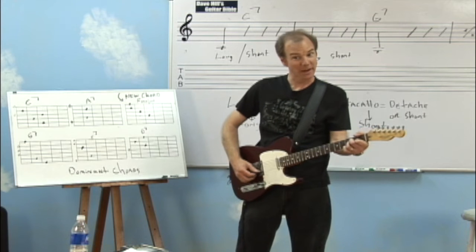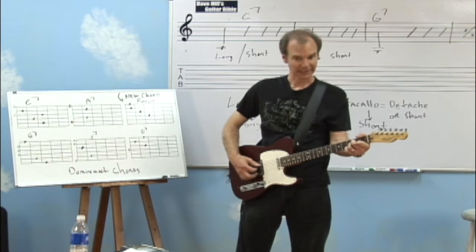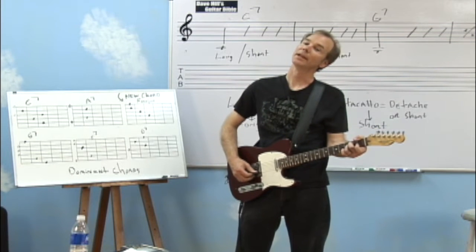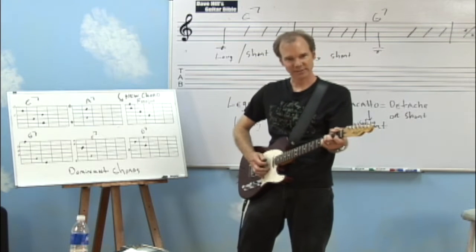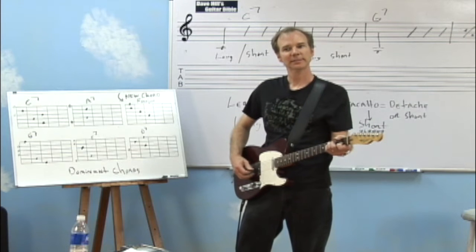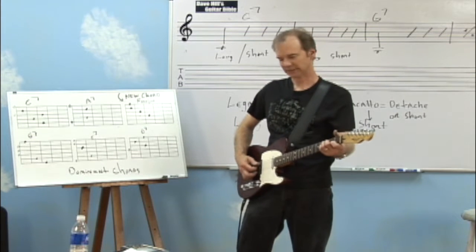So remember, we had this major. Now we have dominant seven. It's a little bit more bluesy sounding. We have C7 here. It's bluesy. And A7.